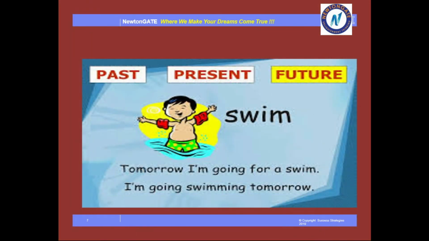Now next one is future tense. In future tense, see, tomorrow I am going for a swim. I am going swimming tomorrow. So these two sentences are showing the future tense, that tomorrow you will go for a swim, or I am going swimming tomorrow. So these sentences you can write as a future tense.